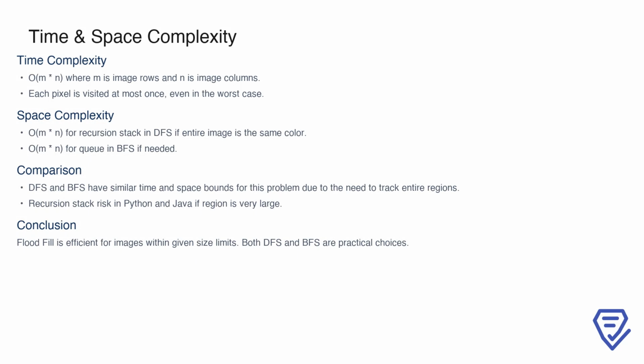Let's discuss the complexity for LeetCode problem number 733. In terms of time, each pixel is checked at most once, resulting in a worst case of O(m*n) operations for an m by n image. Space-wise, DFS uses recursion, so its stack may grow to O(m*n) for a uniform grid. BFS likewise could use a queue of similar size. Both approaches meet the problem's constraints and handle max sizes comfortably.